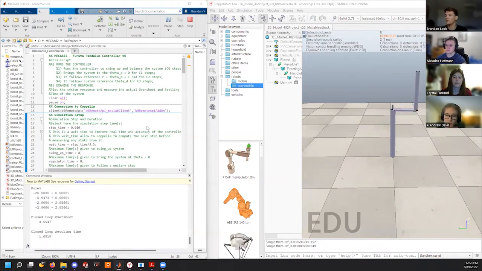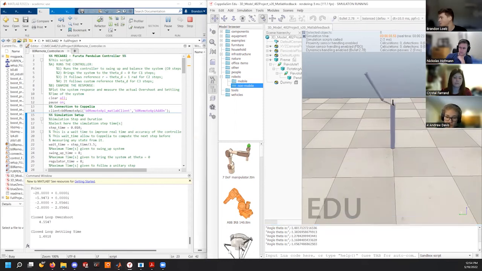On the left, you can see our MATLAB code, and on the right, you see the Capella API running our simulation. While running, the API is constantly calculating the angle theta and displaying it to keep the pendulum arm upright.